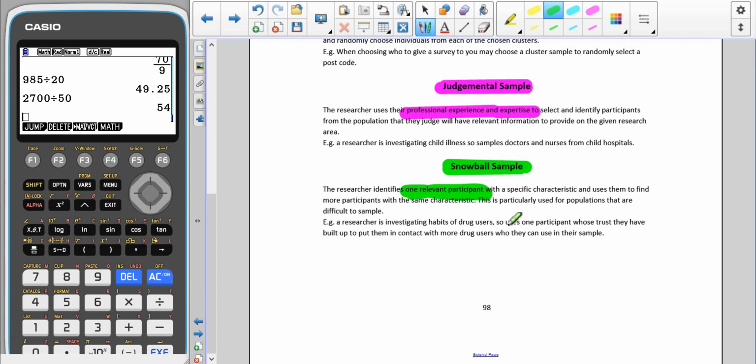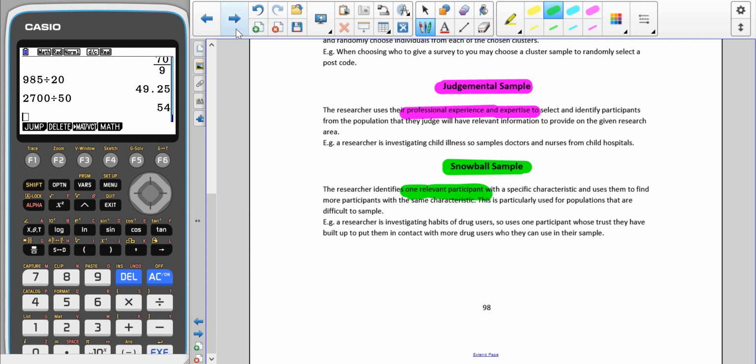So this is good as it means that you are more likely to get an honest result because they are more likely to tell a friend the truth than they are to tell somebody that they don't know, especially if it's an illegal habit like drug using. However, you are having to trust your one participant to actually go out and perform the survey.